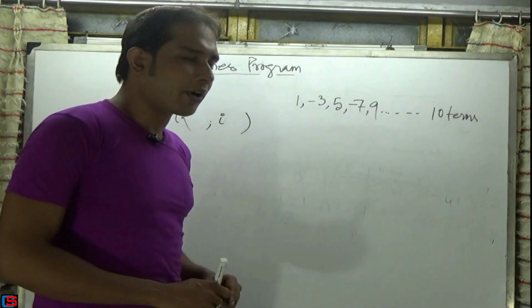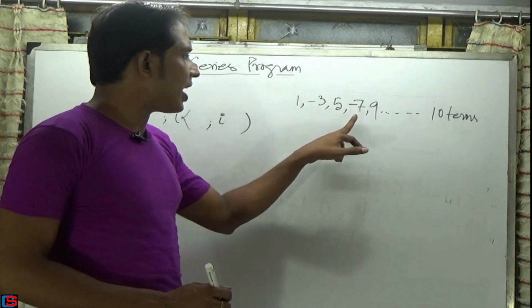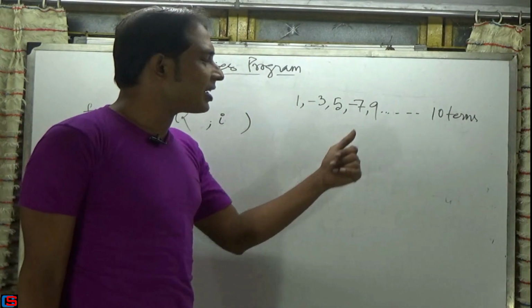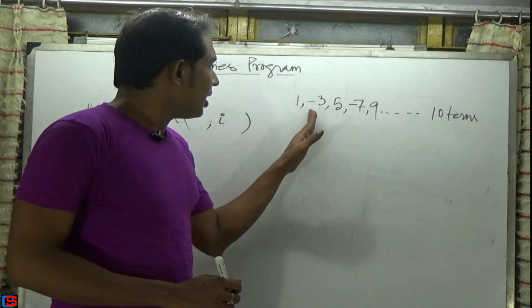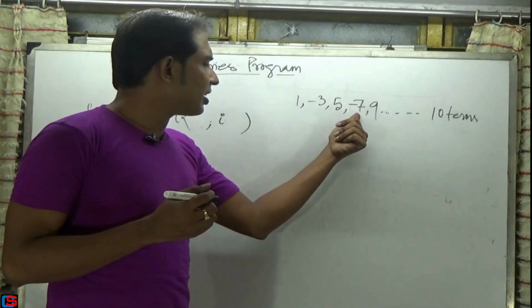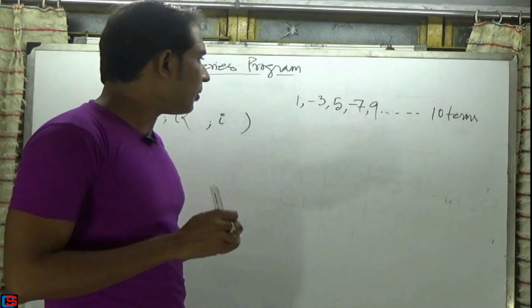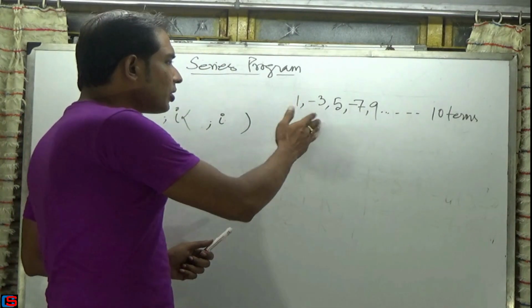Now the next series program is 1, -3, 5, -7 and 9. In this series program, just the minus sign is given here. So you just forget the minus sign; you just imagine that it is a positive sign. Okay. Now how will the series be generated?